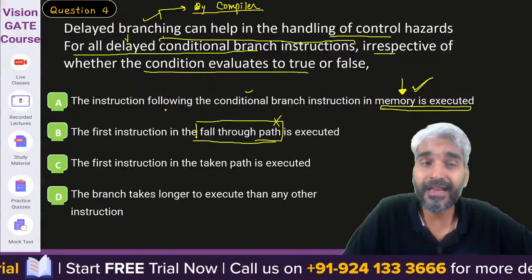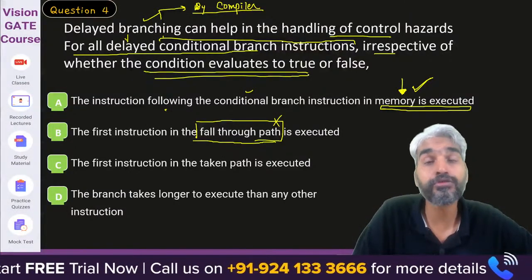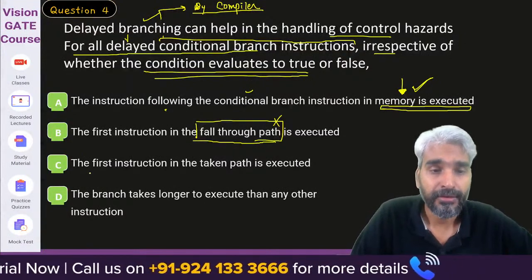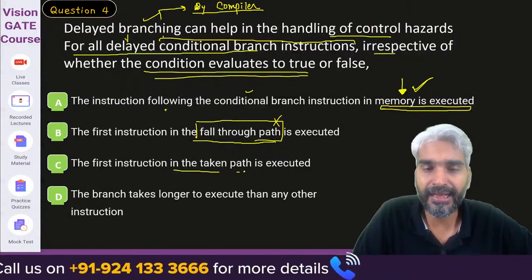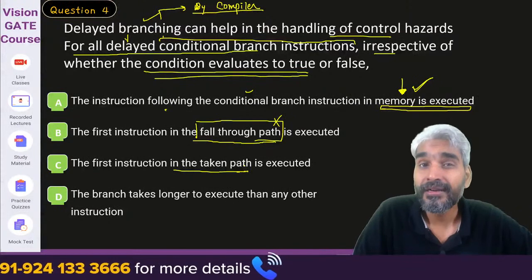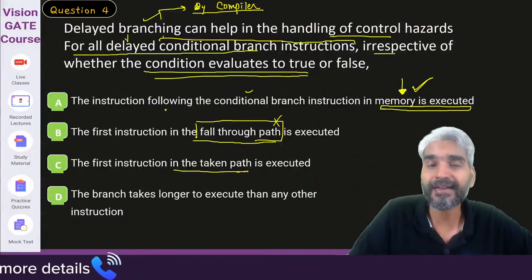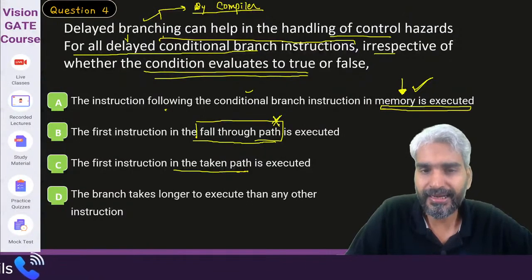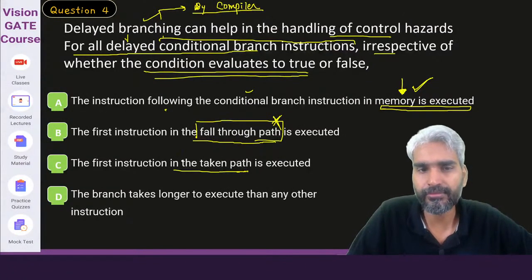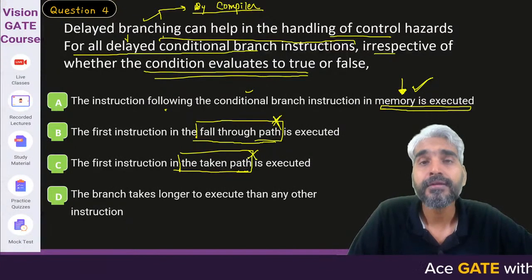So it's saying, irrespective of whether the condition evaluates to true or false, what will happen? Now, the first instruction in the taken path is executed. Taken path means the instruction from the target address. So it is not guaranteed that the instruction will be taken from the fall through sequence, and it is not guaranteed that the instruction will be taken from the target address.